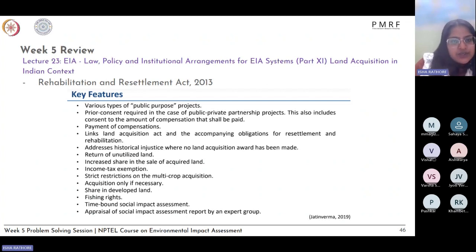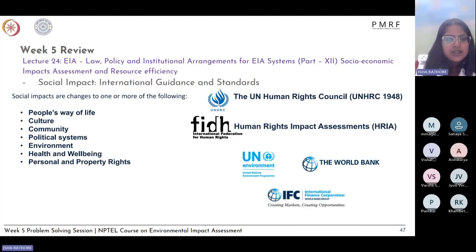There is an increase in the share of the acquired land, and income tax exemption. Acquisition is the last resort, only if necessary. There are strict restrictions on multi-crop acquisition or agriculture-based land. There is a certain share in developed land, and fishing rights for scheduled caste or scheduled tribe communities who are dependent on the water body or forest. Social impact assessment is conducted and reviewed by expert groups. So these are the key features which we discussed from the India perspective.